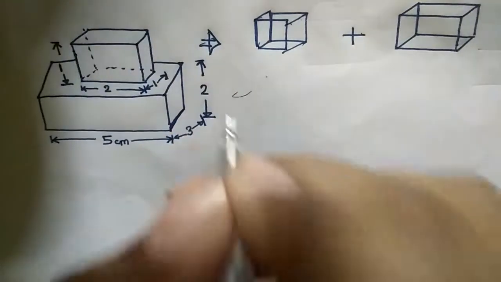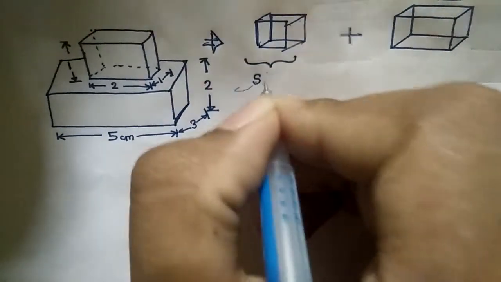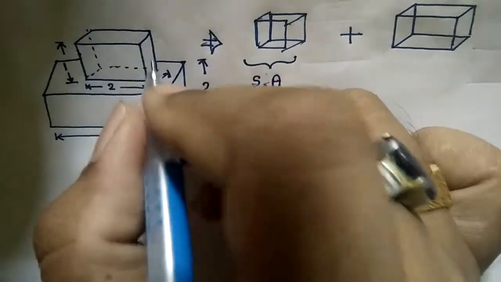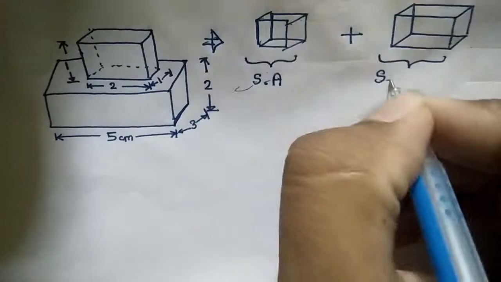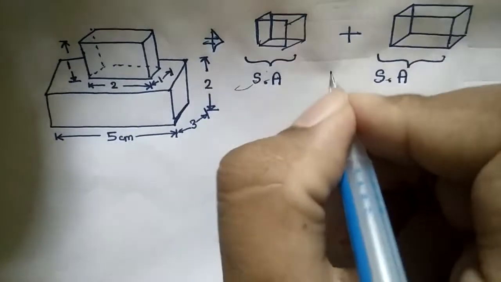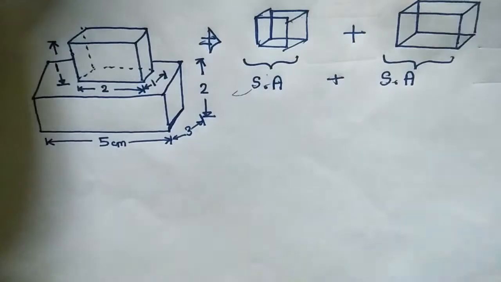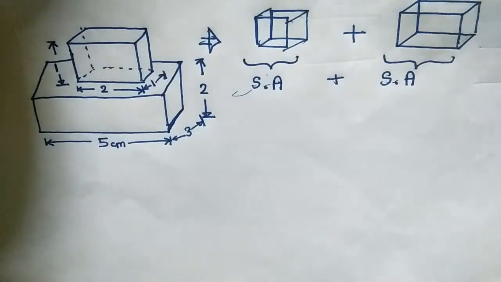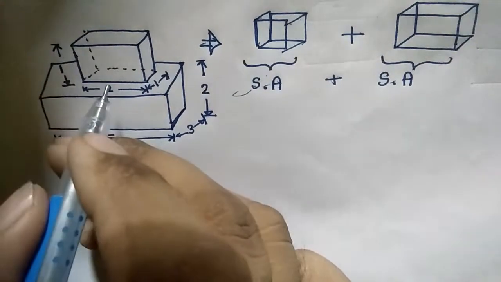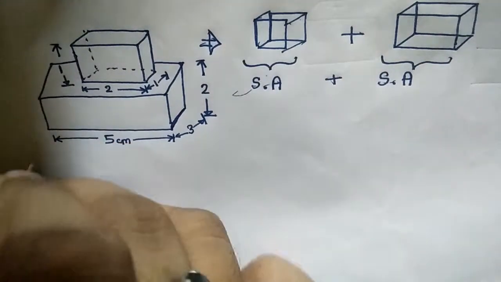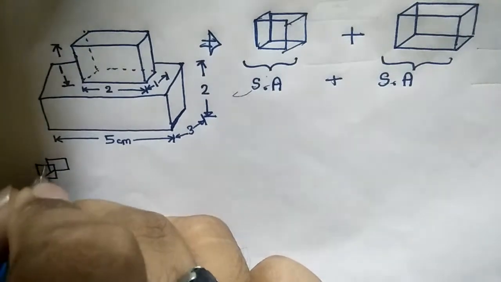What we have to do is calculate the surface area for the individual objects: the surface area of the smaller box over here and the surface area of the larger box, and then add them up to get the total surface area, right? That will give us the surface area for the object. So now let us do it. Let us check what is happening to the smaller box. We draw the smaller box once again and give the respective dimensions.